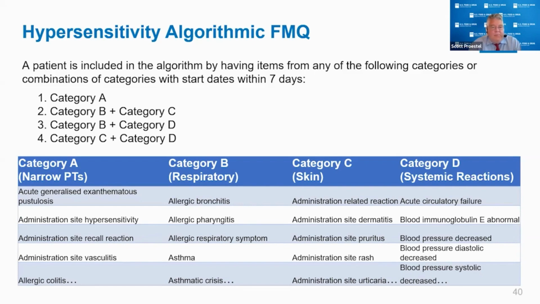So if you look at the top of the slide, again, a patient qualifies based on any of these 4 criteria. Category A, again, is a narrow preferred term, so we include it. And otherwise, a patient qualifies based on any combination of category B, C, or D. And the events have to have a start date within 7 days of each other to be included. Next slide, please.